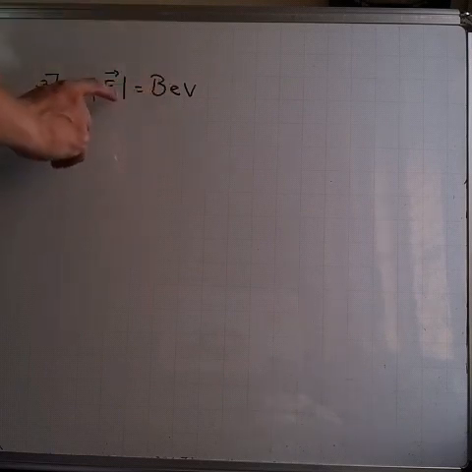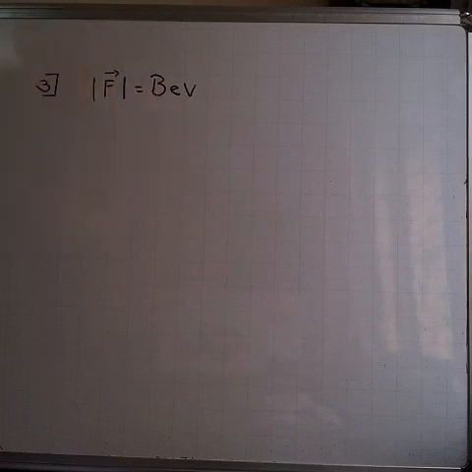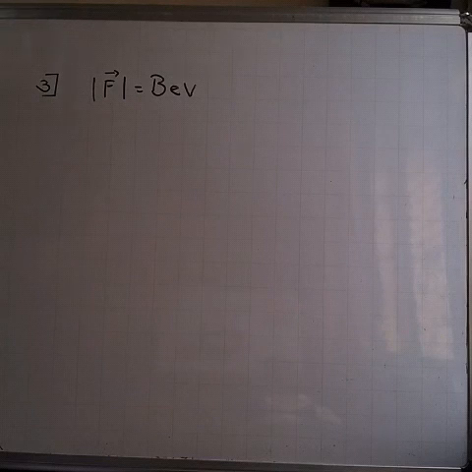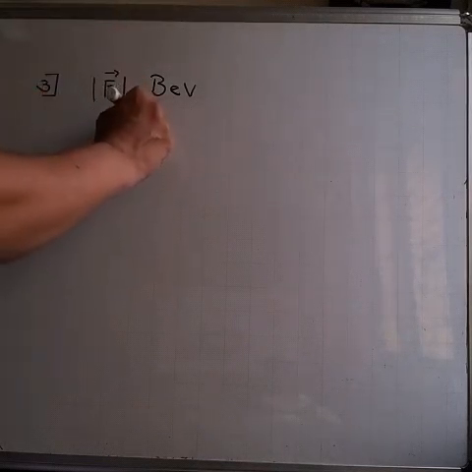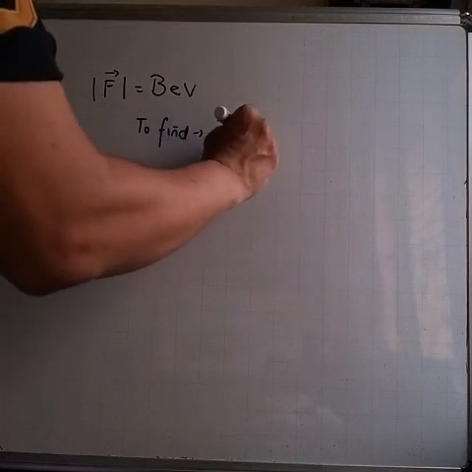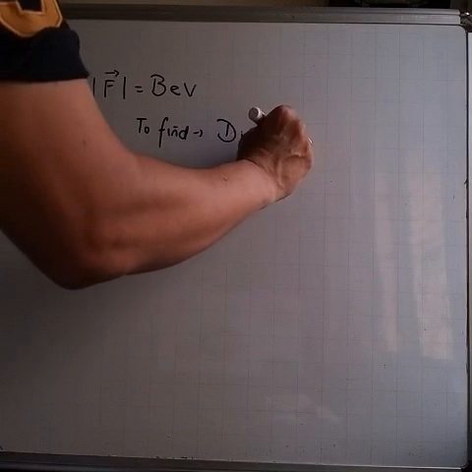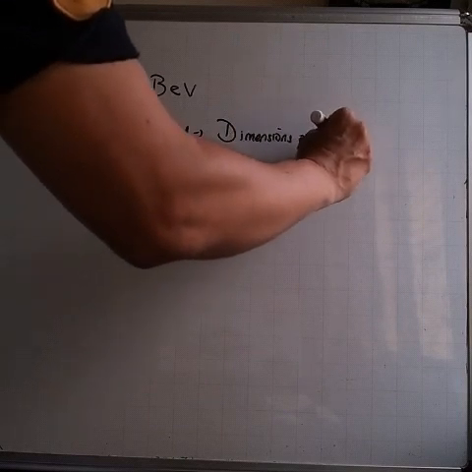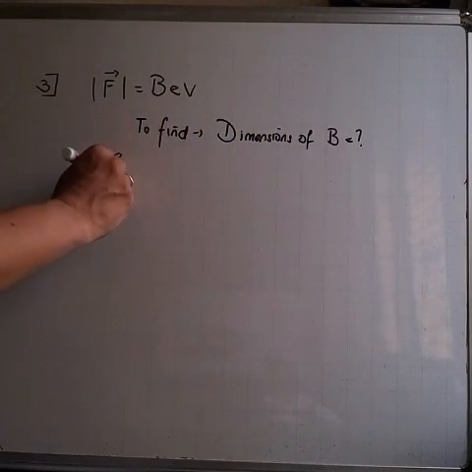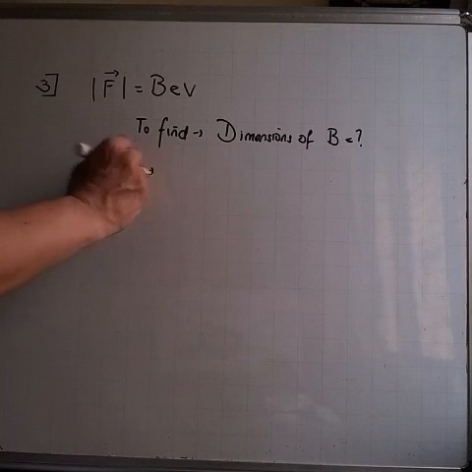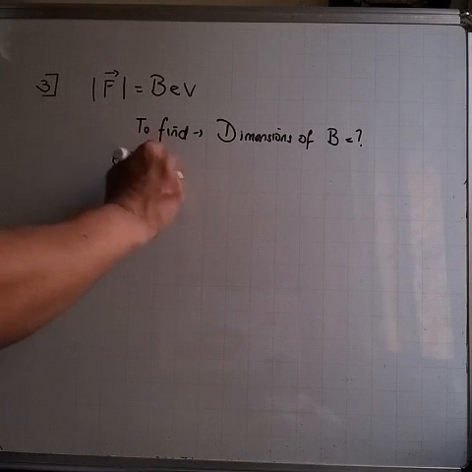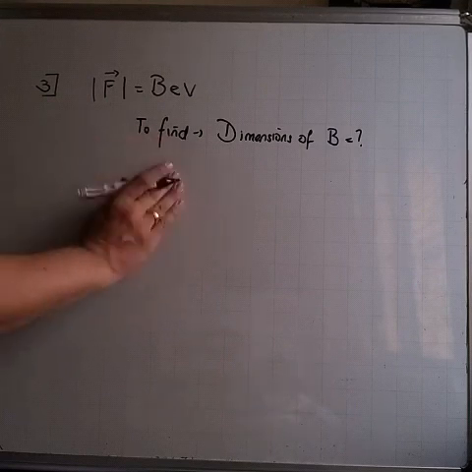They are asking you to find the dimensions of B. B stands for magnetic field, or better we say magnetic induction. So what you have to find is the dimensions of B. Now we should already know first the dimensions of F, E and V. In the solution, I'll directly write the solution.